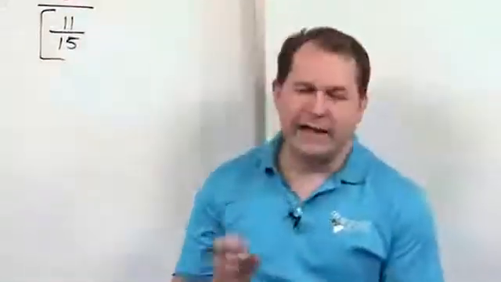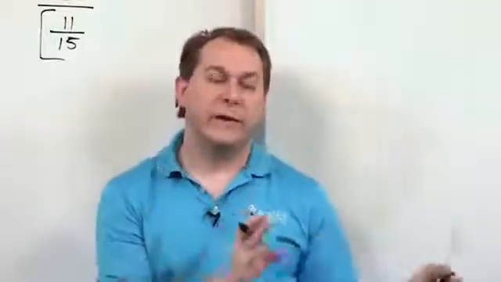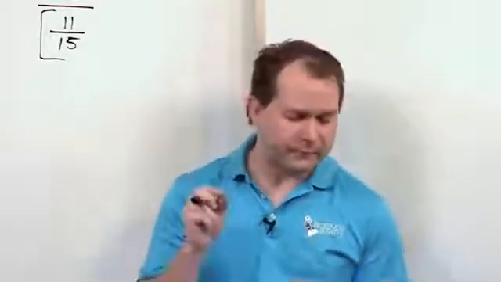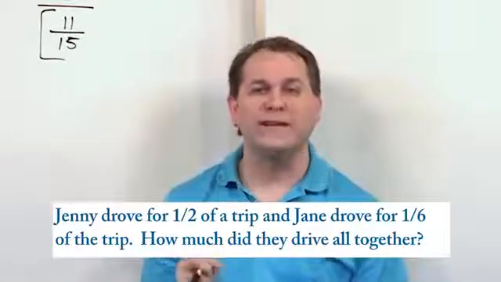So again, you read the problem. First you need to identify what the numbers are, then you need to identify what to do with them. All right, so let's read the next one and see if we can figure that out. Jenny drove for 1/2 of a trip and Jane drove for 1/6 of a trip. How much of the trip did they drive altogether?